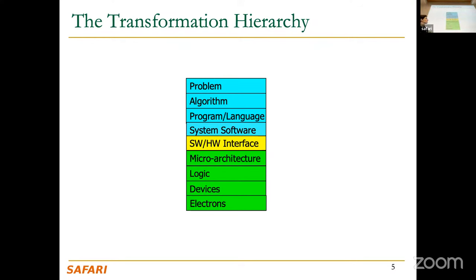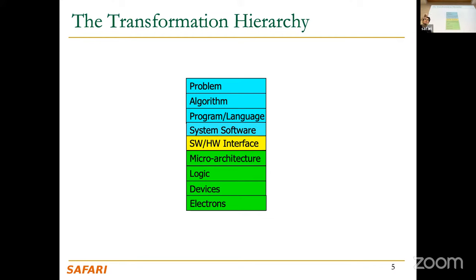Working on all these different directions requires us to understand the entire, what we can call, transformation hierarchy. We start from the top, where we have a problem that we want to solve, for example, a matrix multiplication, right? Or we want to use this matrix multiplication for something more meaningful than just multiplying and adding. So we have a problem and we want to solve it. To do that, we have to create a way of solving that problem, and that's the algorithm, right?